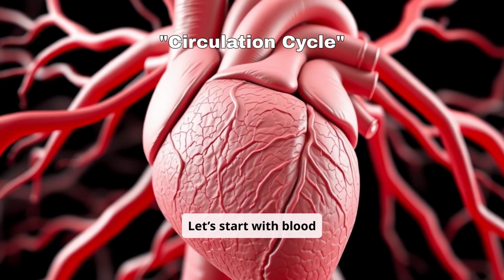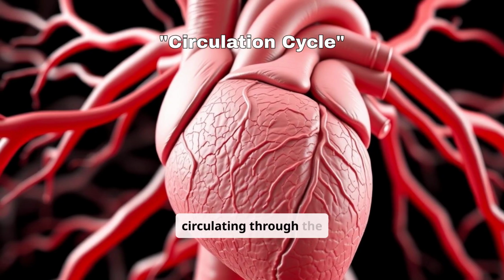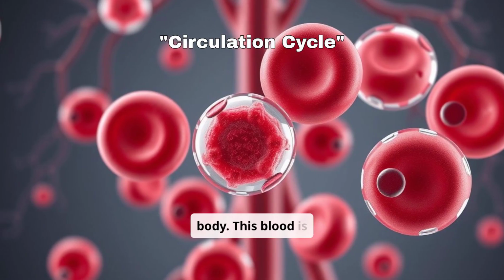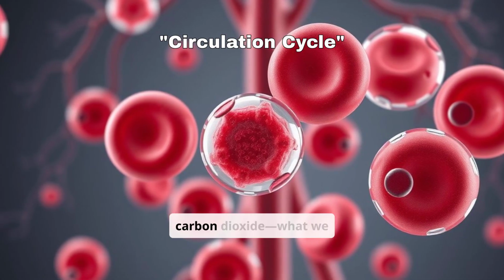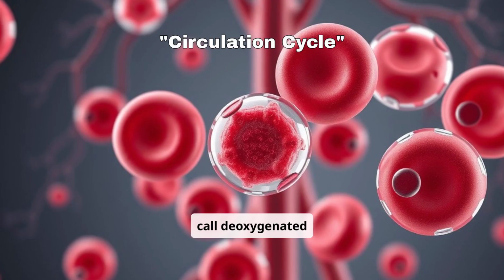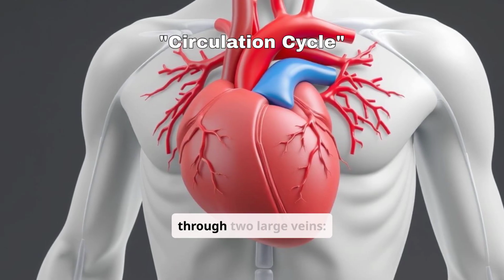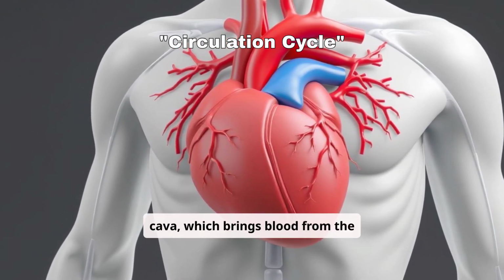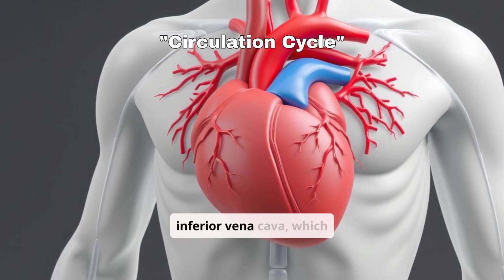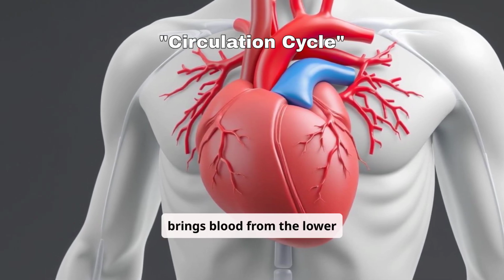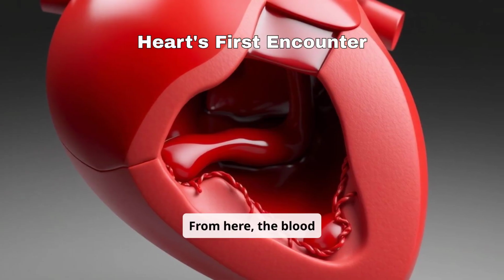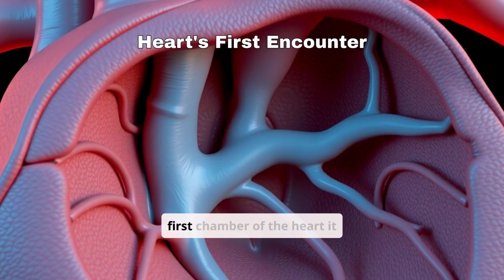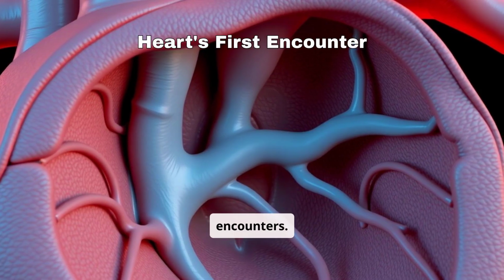Let's start with blood returning to the heart after circulating through the body. This blood is low in oxygen and high in carbon dioxide, what we call deoxygenated blood. It enters the heart through two large veins, the superior vena cava, which brings blood from the upper body, and the inferior vena cava, which brings blood from the lower body. From here, the blood flows into the right atrium. This is the first chamber of the heart it encounters.